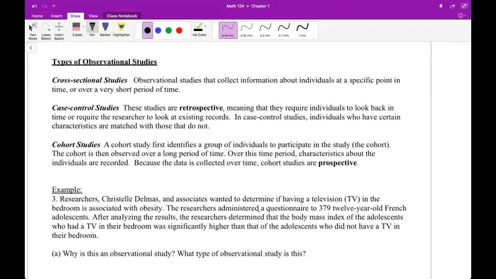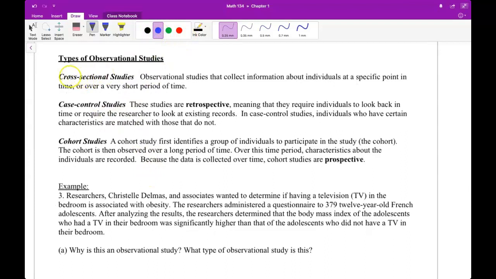Okay, next page we have types of observational studies. The first one is cross-sectional studies. These are observational studies that collect information about individuals at a specific point in time. So this is what matters: a specific point in time or over a very short period of time. What we have here is one point in time.